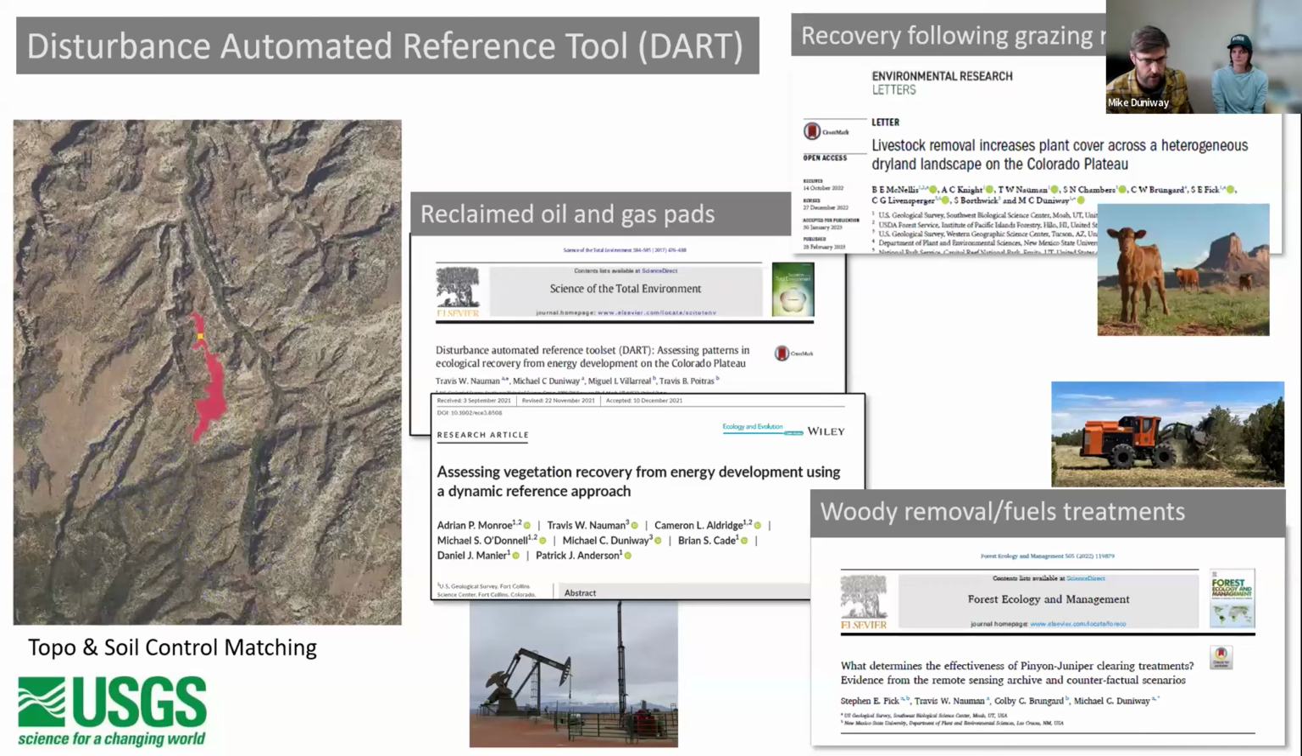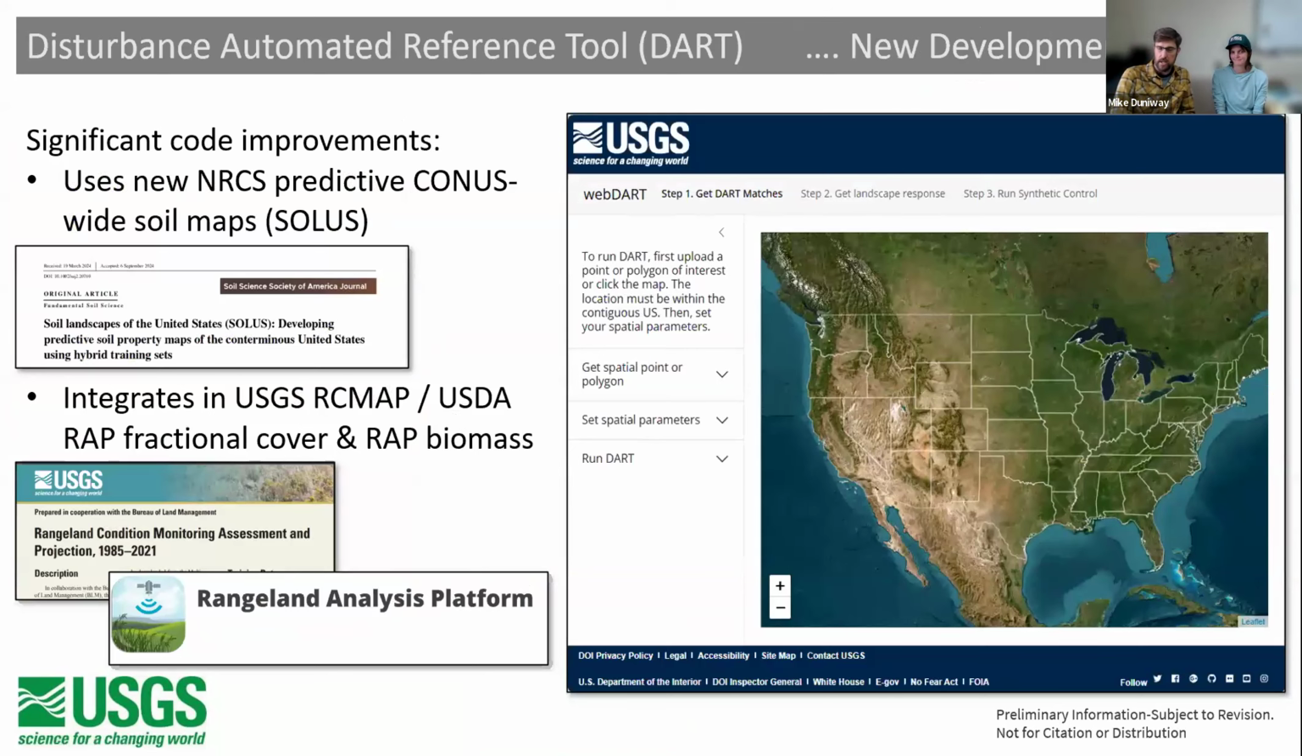We have published a number of papers using these tools over the years, beginning with oil and gas, analyzing reclamation outcomes from oil and gas, as well as livestock removal from some national parks here in southeastern Utah, and then doing analysis of pinyon juniper removal across the Colorado River Basin. And so here we're excited to really talk about the improvements we've made in the code, as well as Gayle's going to walk you through the web application and the functionality of it.